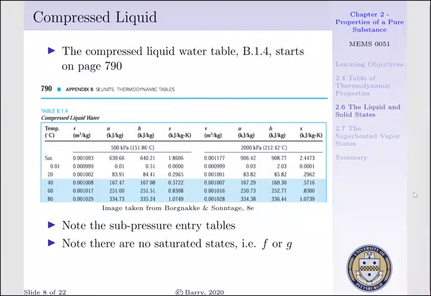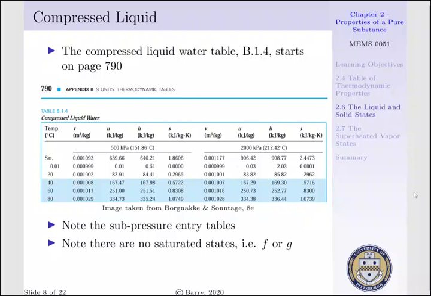The compressed liquid water table, B.1.4, starts on page 790. Notice how we have our subpressure entries. That is, we have a 500 kPa pressure entry, and the number within parentheses, 151.86 degrees centigrade, corresponds to our saturation temperature, i.e.